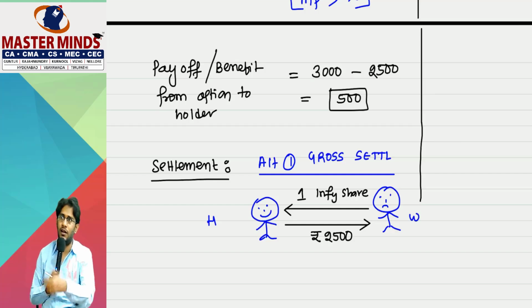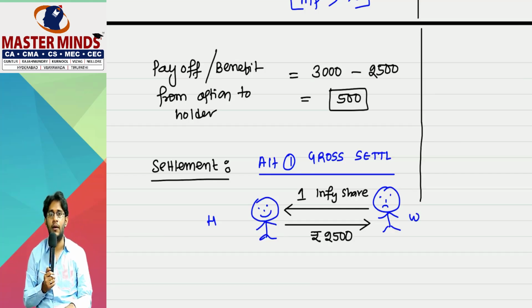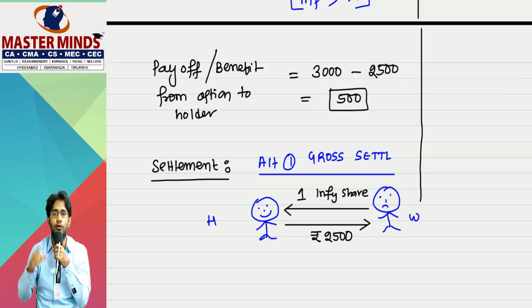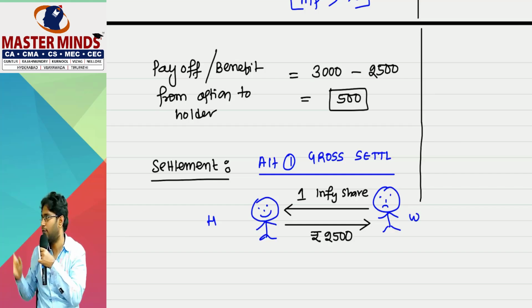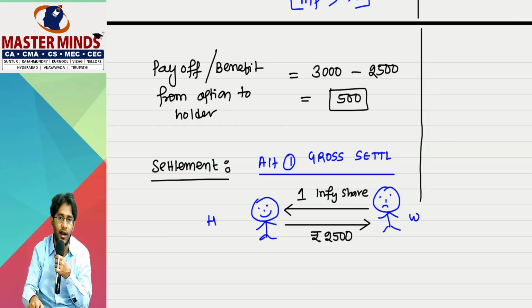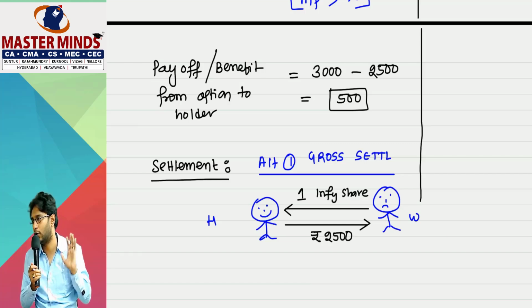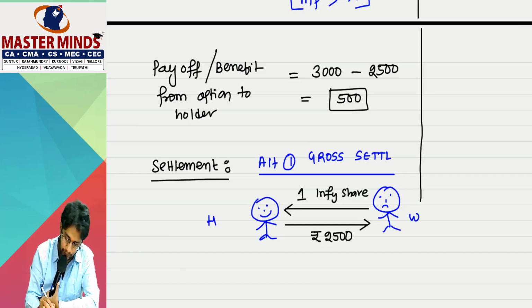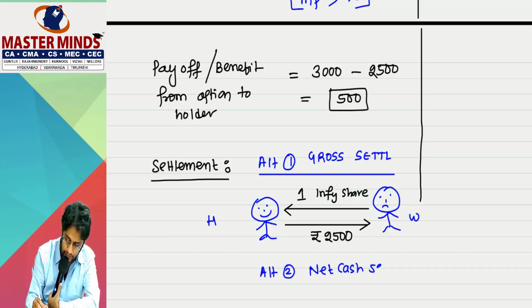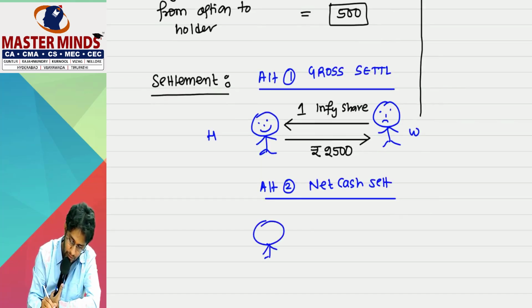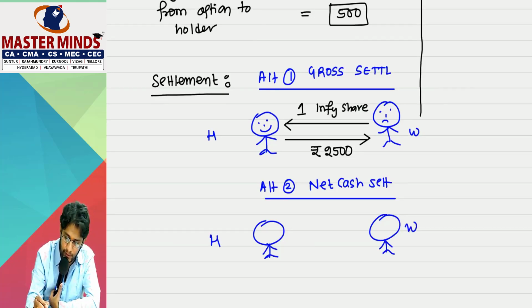Sir, a writer in most cases will not have the Infosys share. Because he has to deliver it to you, today he has to buy the share in the market at 3000 and deliver it to you at 2500. Therefore, a sure 500 loss he will suffer. And you on the other hand paid 2500, took a share, and on the spot you can sell it off also, 500 rupees gain will come into your pocket. This is gross settlement. Alternative 2 is called net cash settlement. In a net cash settlement, there is no selling and buying that will happen now. Only the gain or loss will be settled.